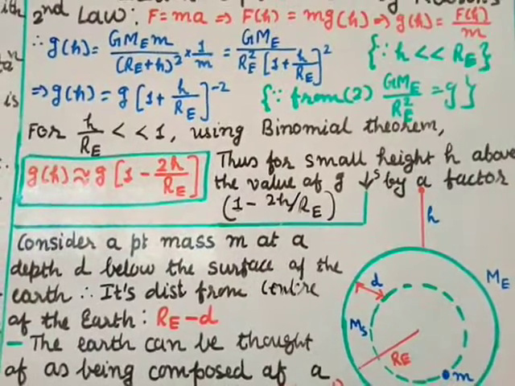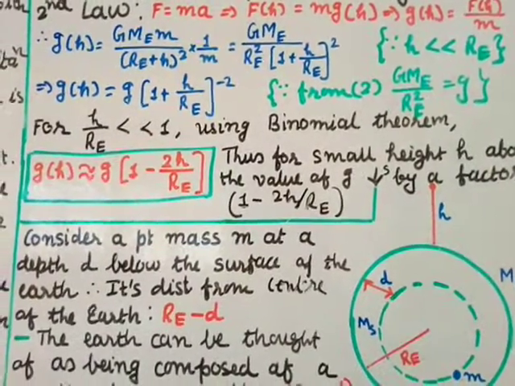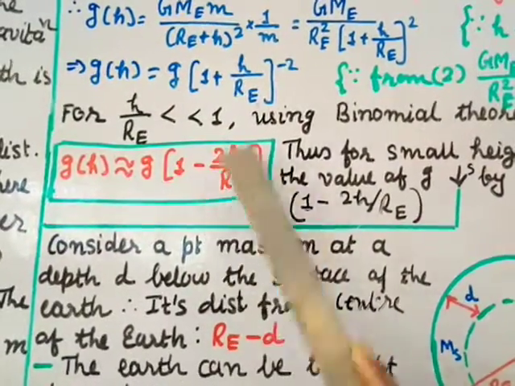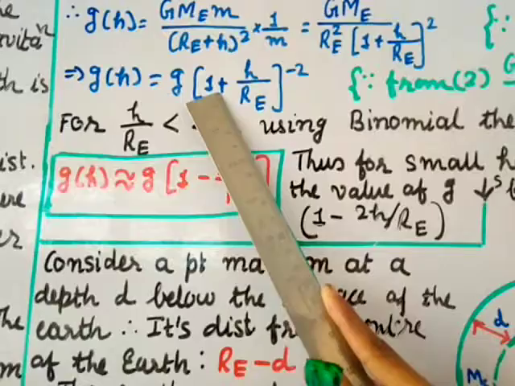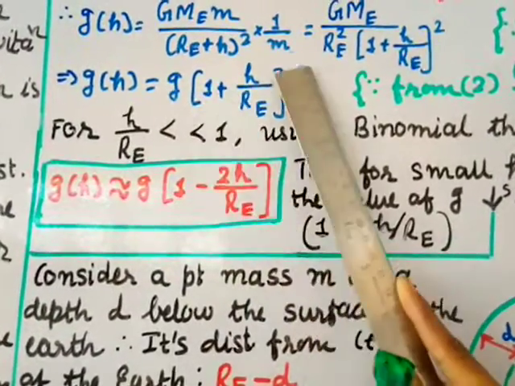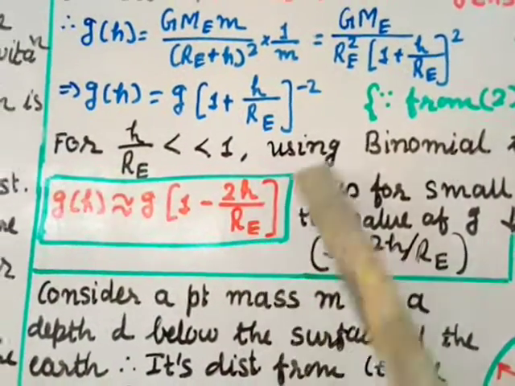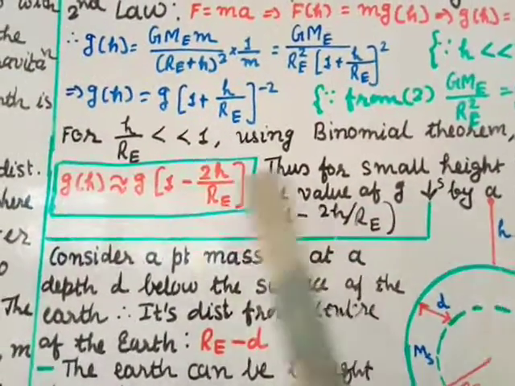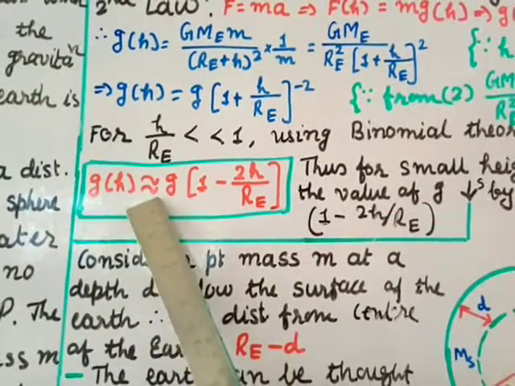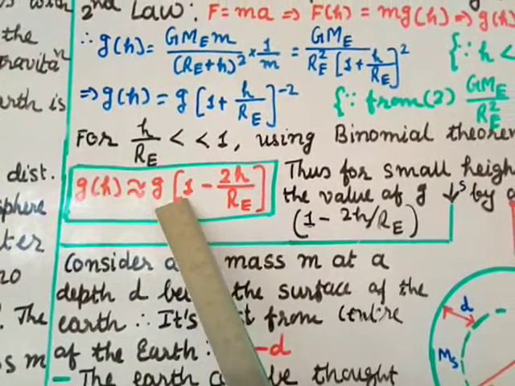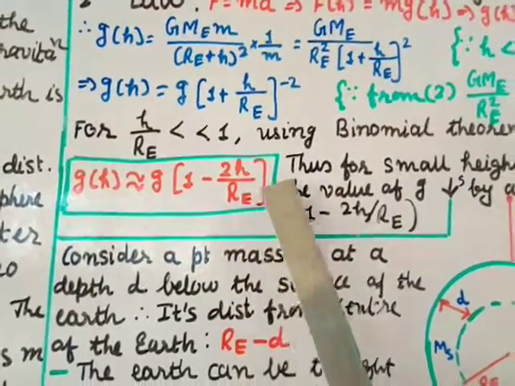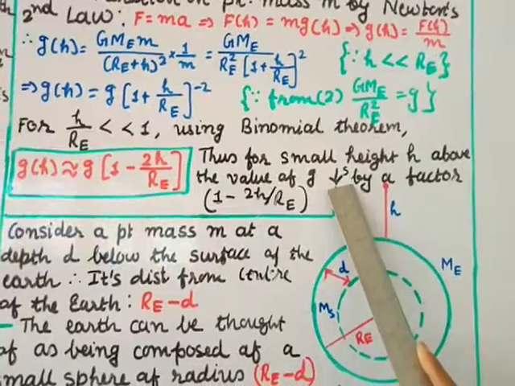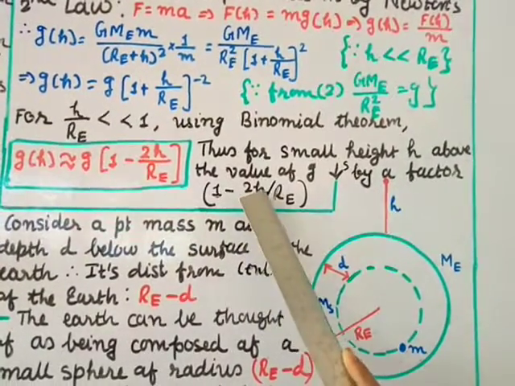Now you have studied the binomial theorem, the expansion, you know. Using that expansion, this can be written as 1 minus 2h by Re. This minus 2 comes over here, so we write 1 minus 2h by Re, using the binomial theorem you have studied in mathematics. So we can say g of h is approximately equal to g into 1 minus 2h by Re. Thus, for small height h above the surface, the value of g decreases by a factor 1 minus 2h by Re.